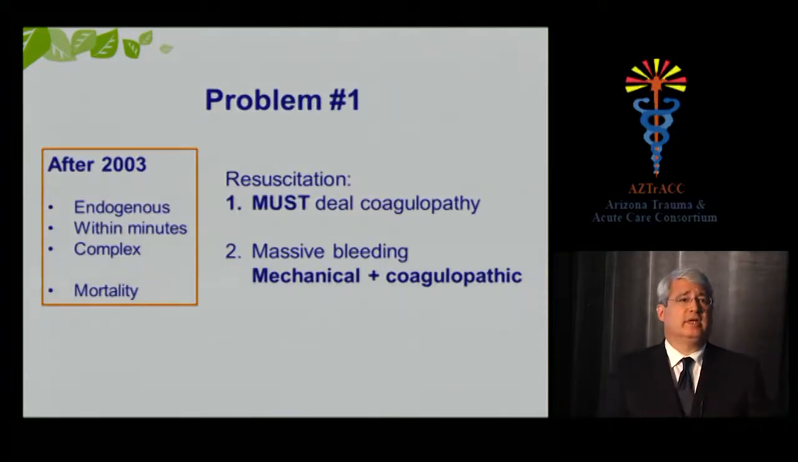So the first problem, since 2003, is that every time you resuscitate a trauma patient, you have to take into account that this patient may or may not be coagulopathic. If this patient is coagulopathic early, you have to deal with this problem early, and this is not a simple problem. If this patient is not coagulopathic, then it's not a big deal.